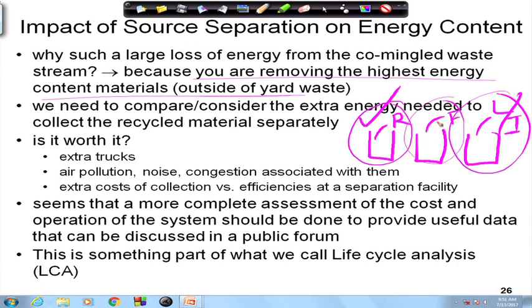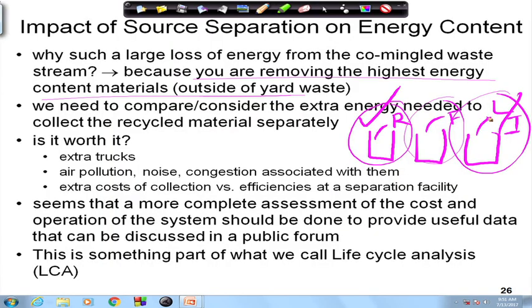But even in that case, with three compartments, sometimes because the recyclables are bulky, lighter but taking more volume, that compartment may get full while the other two compartments are still empty. Then you will have to take the truck back, empty everything, and come back to do your collection. So ultimately, there may be a need for more trucks. If you need more trucks and extra energy to collect the recycled material separately, is it really worth it?